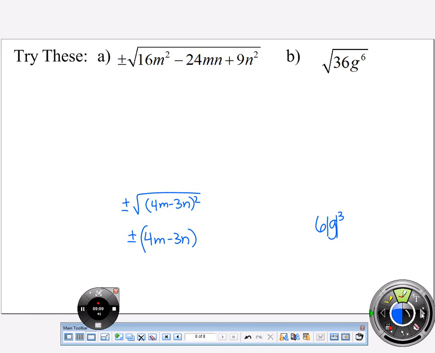So that's basically what this lesson is about, just simplifying radicals. So make sure that you go through, try it. If you want to start homework, you can look at the assignment sheet and start homework 1, but you don't have to.